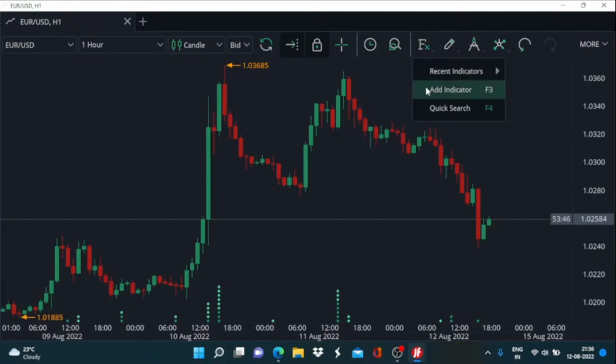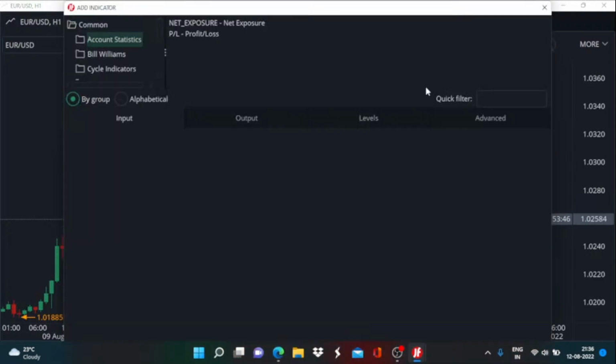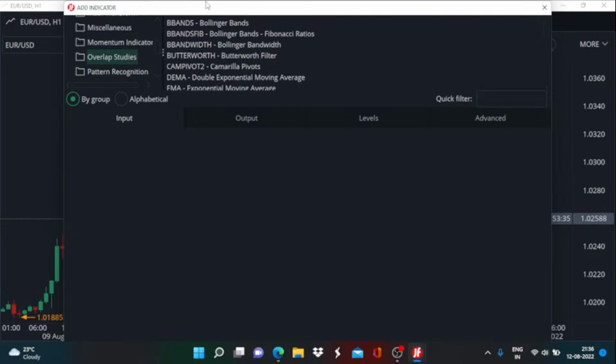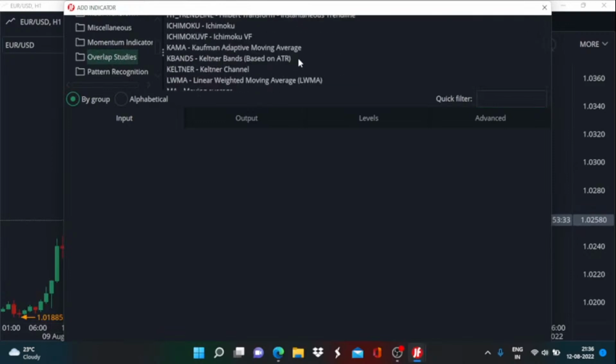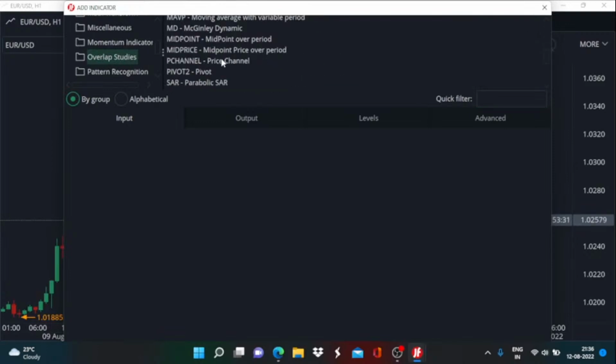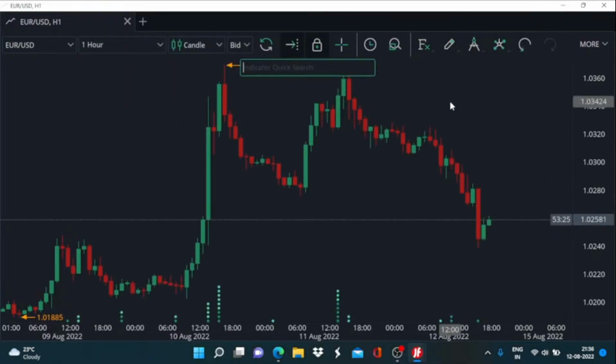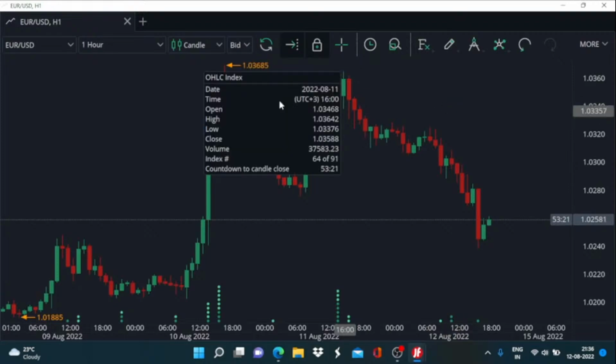Now, you will find this indicator, the pivot points, in overlap studies, or else you can do a quick search. So here in this listing, we have these pivots. Here it is, Pivot 2, or you can simply do a quick search and here you will find it.